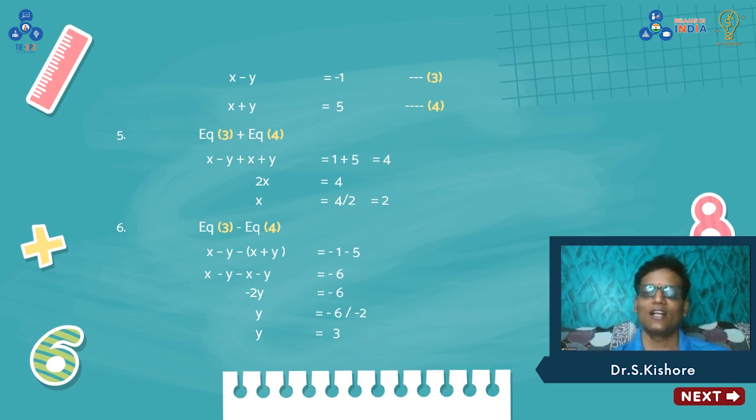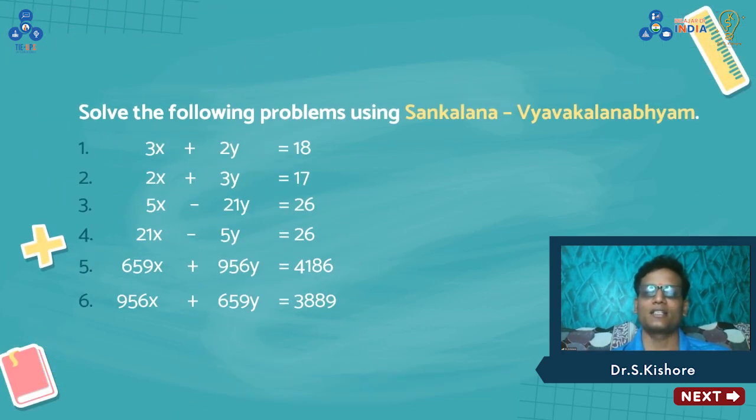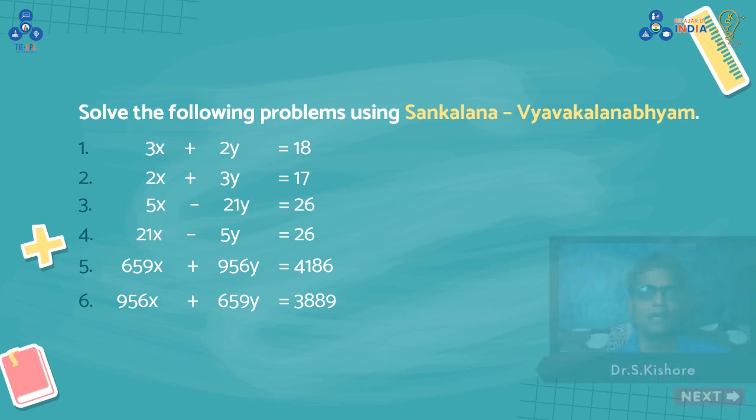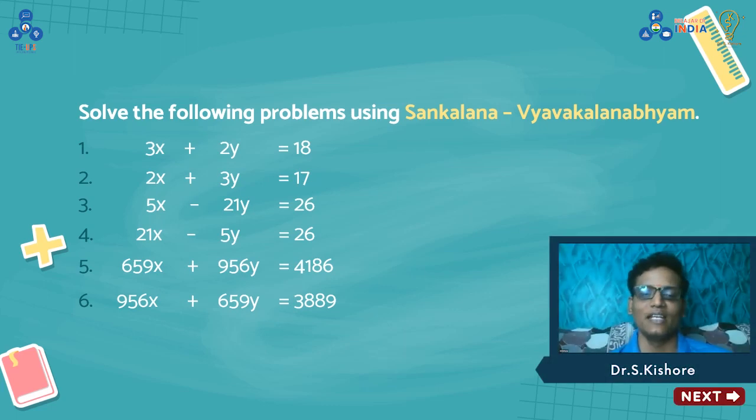That's it. So like this you can try all these numbers and apply Sankalana Vyavakalanabhyam. It's too easy. The problem which takes nearly 10 minutes, now you can happily solve by addition and subtraction within less than 3 minutes. That's all for today. Next week, we'll come up with another video on Vedic mathematics and make mathematics very, very easy.